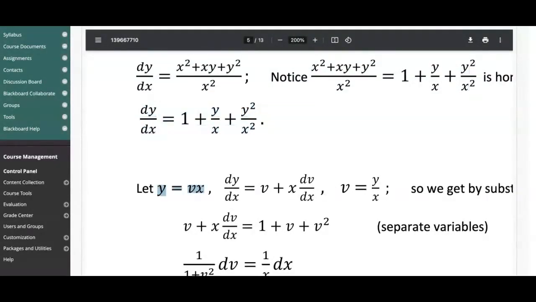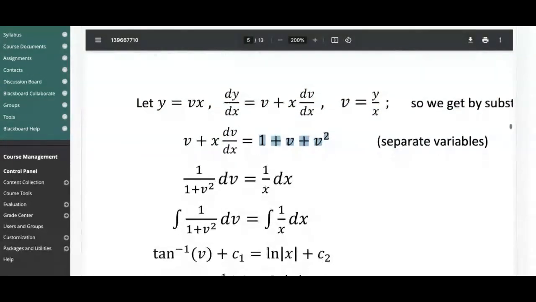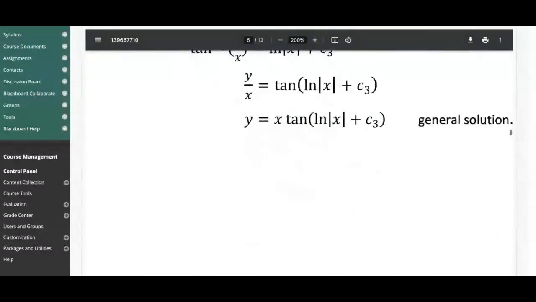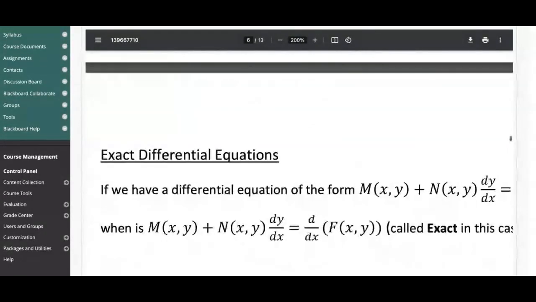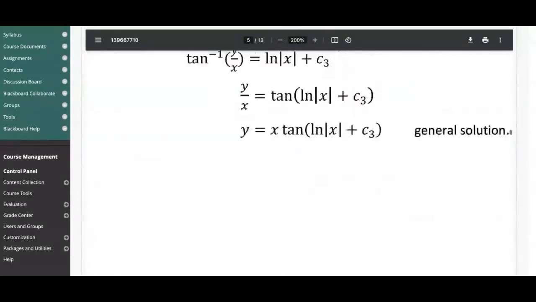As y equals vx, again, dy/dx equals this. So dy/dx equals 1 plus v plus v squared. Right, separable, we separate them, we get a separable equation. The rest is just solving separable equations. All right, anyone has any questions?